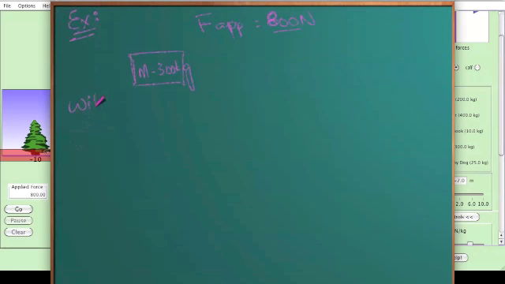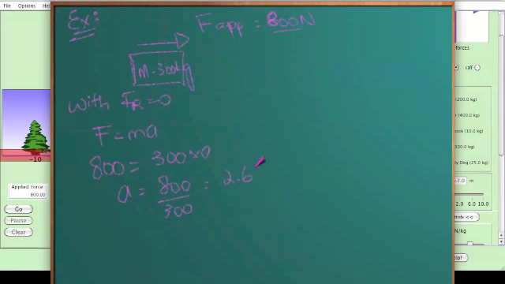With no friction, friction is equal to 0. When friction is equal to 0, the applied force is the only force in this direction. So F equals MA. Since this is the total force, 800 equals 300 times acceleration. The acceleration becomes 800 divided by 300, which is 2.67 meters per second square. This would be our acceleration.